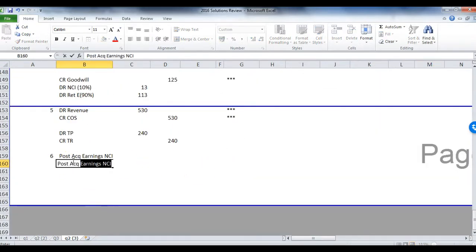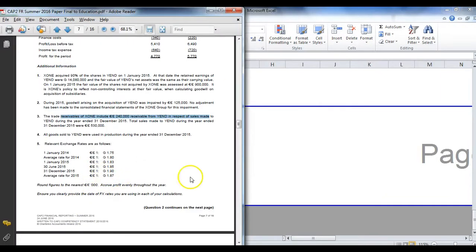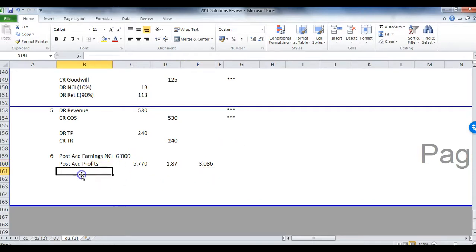But there have been profits in 2015 which are post-acquisition. So post-acquisition profits, i.e. 2015, have been 5,770 in group currency, and they would have been earned at 1.87. That's what the average rate would have been in the question. So you need to translate that back, and we've done this already in the question. So 3,086 is the profit that they would have earned during the year. We need to give them a share of that profit. The NCI share is 10%, so 10% is about 309.